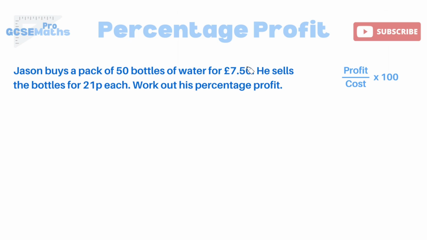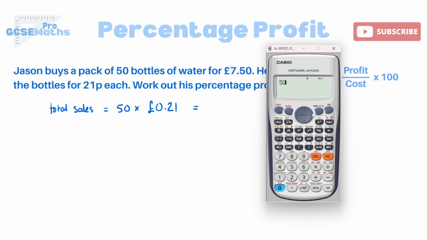So you can either work out how much each individual bottle costs by dividing $7.50 by 50, or you can work out his total sales by doing 21p multiplied by 50. That's normally what I would do, but it doesn't really matter. So total sales, you might call it revenue, it's all the same thing, isn't it? Is 50 multiplied by, now we've got pence and we've got pounds. So again, convert it whichever way you want, as long as both of them are the same. I like to use pounds. So that would be 21p in pounds, wouldn't it? You divide by 100. So obviously I'm going to grab my calculator.